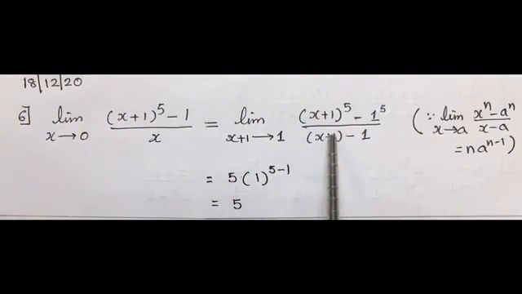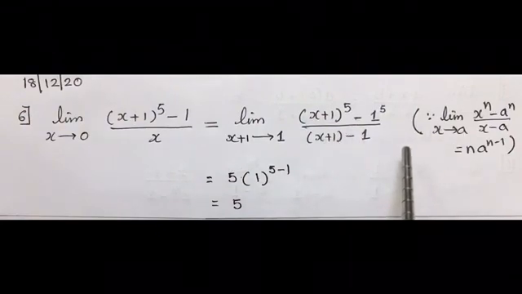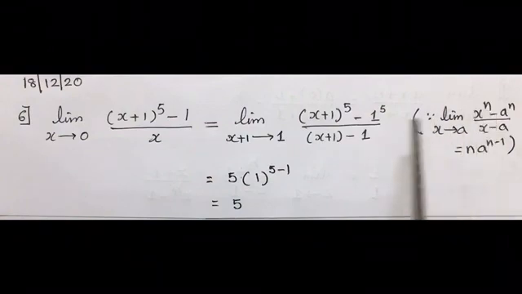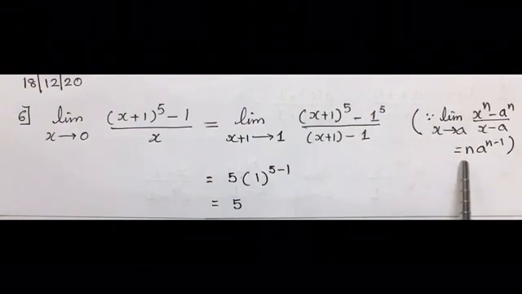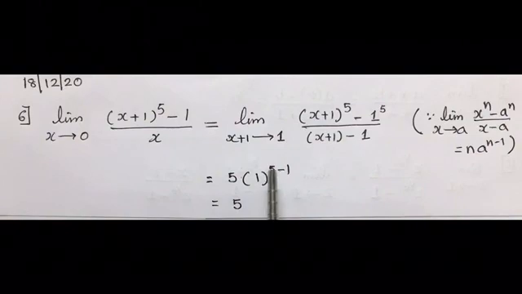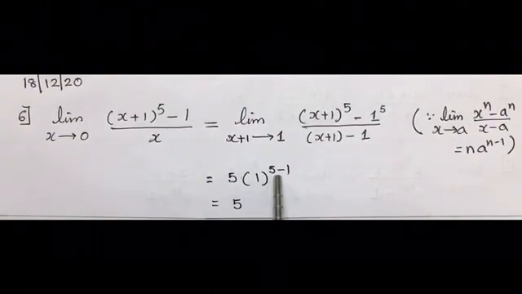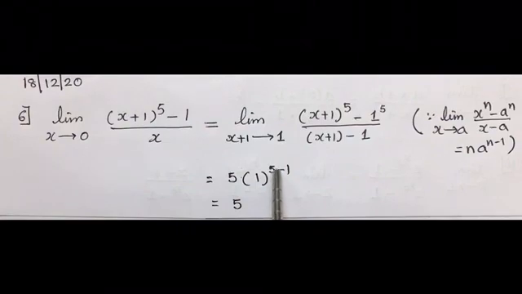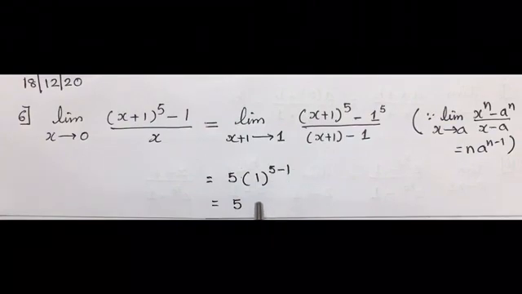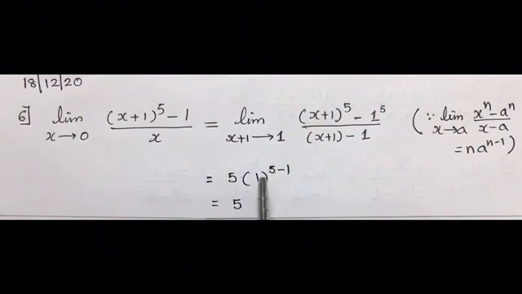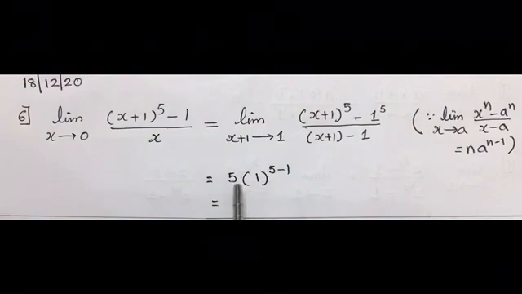Now comparing both of these, in the place of n we have 5, so 5 is written. In the place of a we have 1, so 1 raised to 5 minus 1. Now that makes it 1 raised to 4. 1 raised to 4 is 1 only. So the answer is 5.